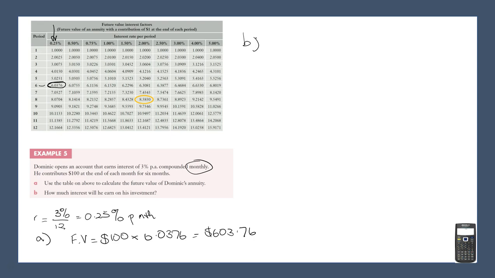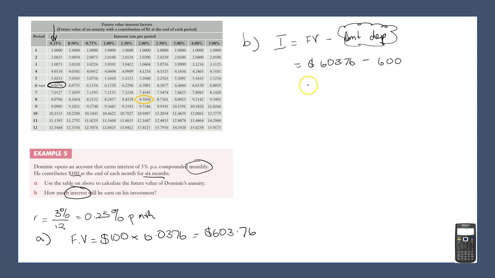We don't have a formula. We have to use our understanding. How much interest will he earn? In this case, interest is the difference between the future value and the amount deposited. So we know the future value. His future value is $603.76. We have to think about how to get the amount deposited. We know that he was depositing $100 for 6 months. He's deposited $600. So his interest is $3.76.